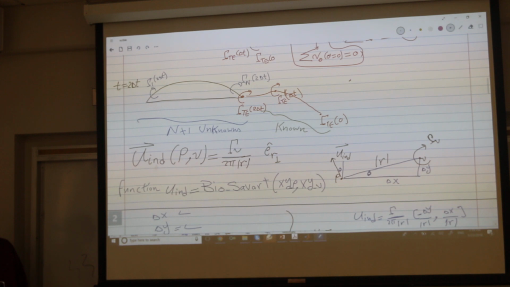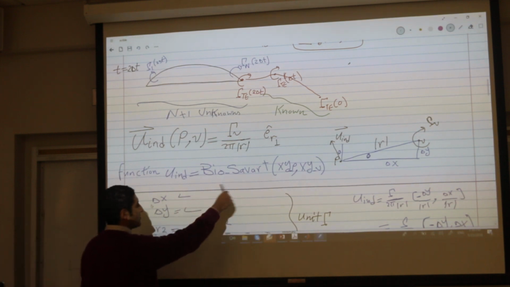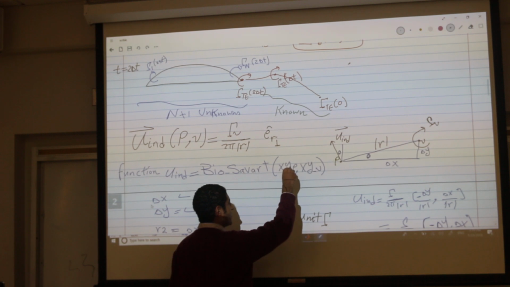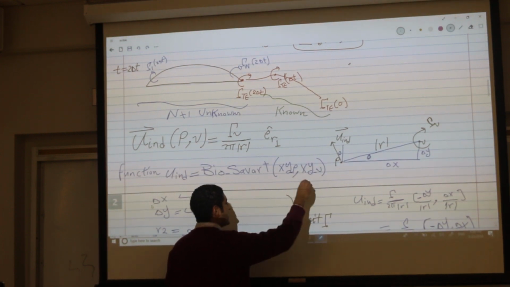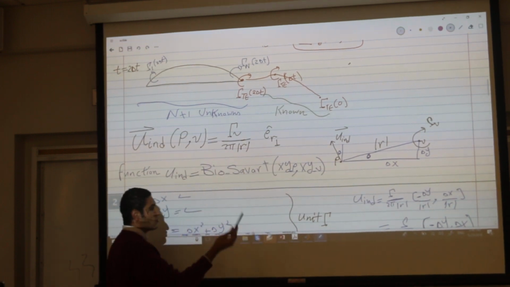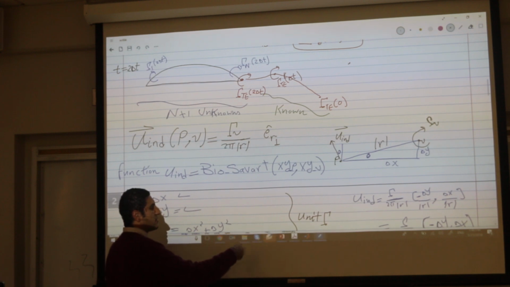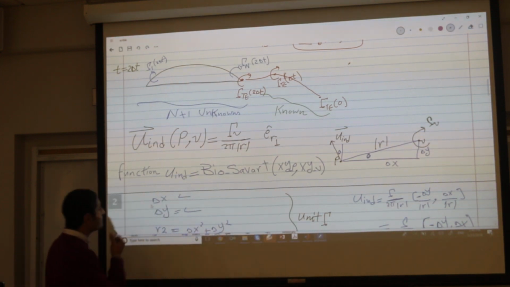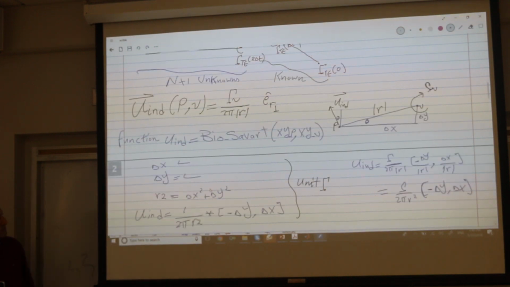For the one coming from all bound vortices and all wake vortices, we created this function, the MATLAB function Biot-Savart. It just takes a point location and a vortex location, and gives you what? The effect of this vortex on that point, assuming unit strength. If it's not unit, just multiply the result by the value of gamma of the vortex if you know it, okay? So it's a very easy function. We already did that last time.